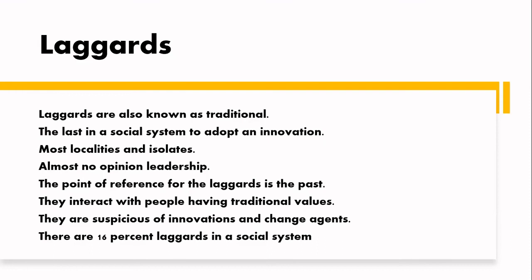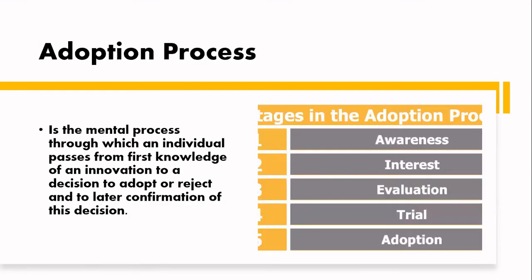They are not worried about others' opinions. They are not opinion leaders. They don't worry; they are always with the past. They are happy to reference past experience and technology, and they stay with the past. These are the categories of the adoption curves.